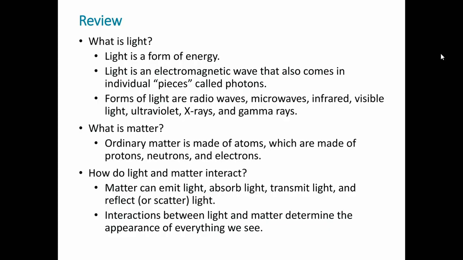Matter is the stuff in the universe that's made out of atoms, and atoms are made of protons, neutrons, and electrons. And matter can emit light, it can absorb light, light can pass through matter, or it can reflect or scatter off of matter. And the way that light and matter interact basically governs all the stuff that we see with our eyes.